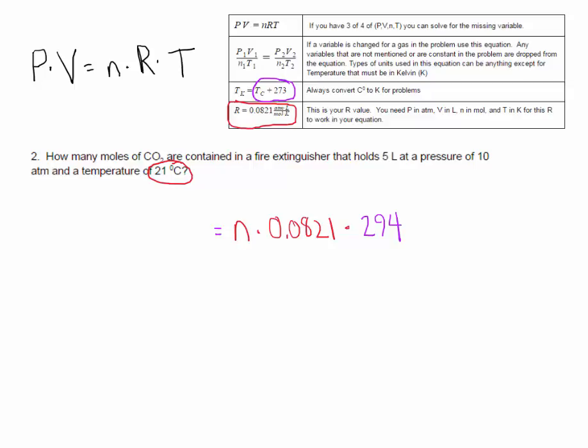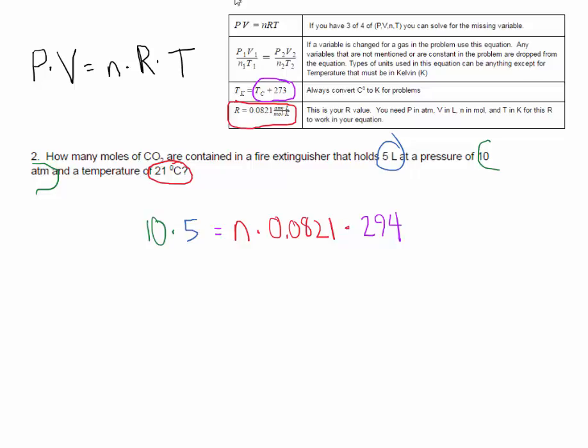And then let's keep the colors coming here. They give us 5 liters, which is our volume. So I'll go ahead and put my 5 in here, and liters of course matches the units of my R. And then the only other value we have is 10 atmospheres, and again that matches our R, so we're good to go. Just plug that in, 10.